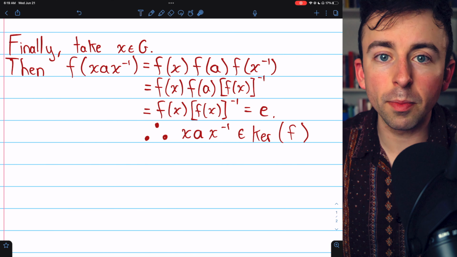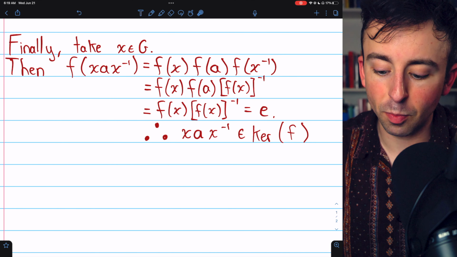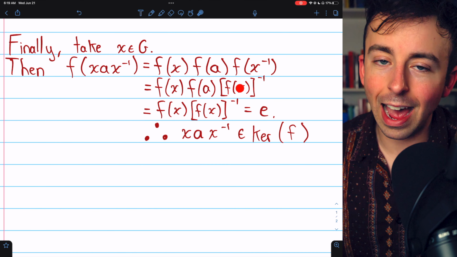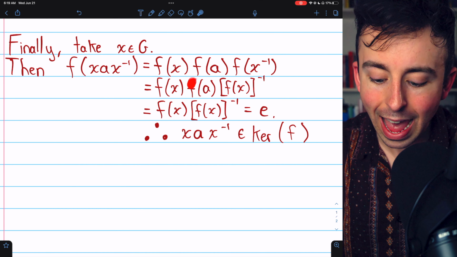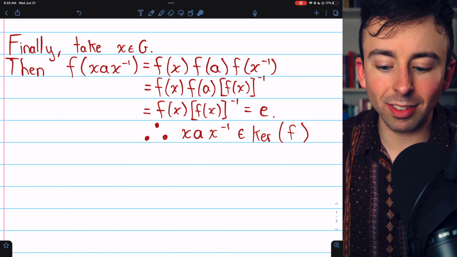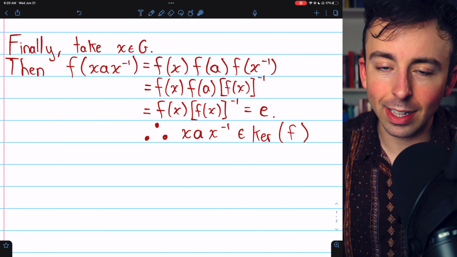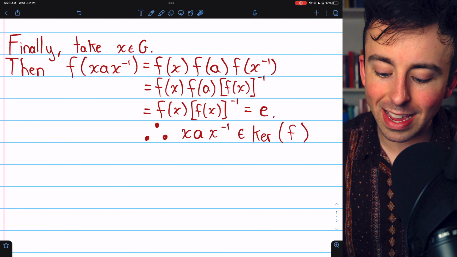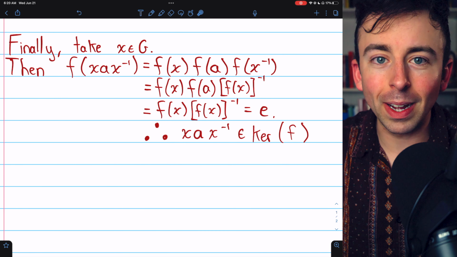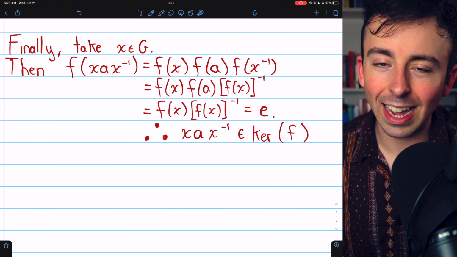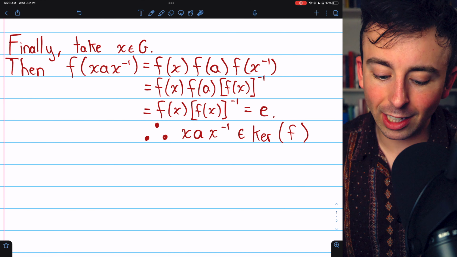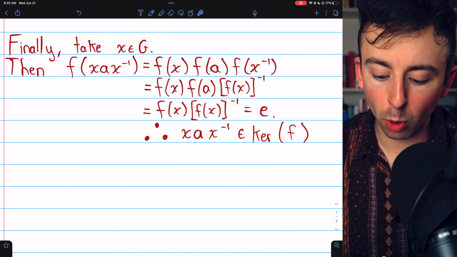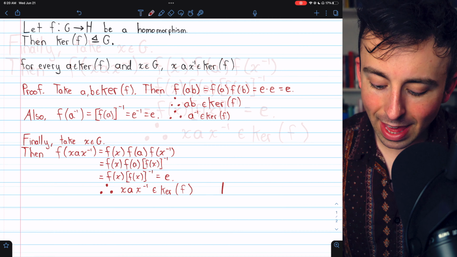We know that homomorphisms map inverses to inverses, like I said previously, so F of X inverse is just the inverse of F of X. And F of A, since A is in the kernel, is just the identity. So we don't even need to write F of A. It's not doing anything. It's just the identity. So this is equal to F of X times the inverse of F of X, which of course, by definition of inverse, is equal to the identity. Therefore, this conjugate element, XAX inverse, is in the kernel because its image under the homomorphism is the identity. And that completes the proof.